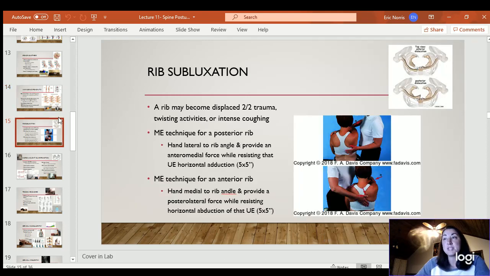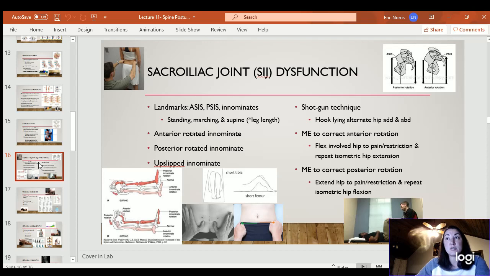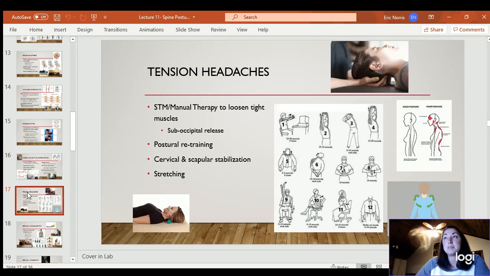All right, rib subluxation. We will teach this technique in lab, how to properly help a rib that has become subluxed. Costovertebral joint dysfunction, we will also talk about how to assess and determine if someone has it, as well as how to treat it with muscle energy techniques in lab.